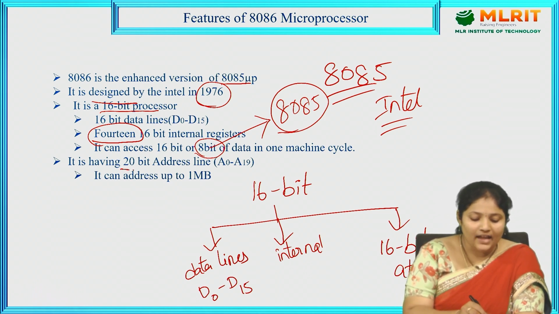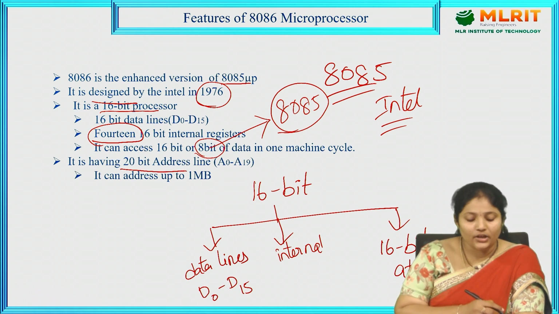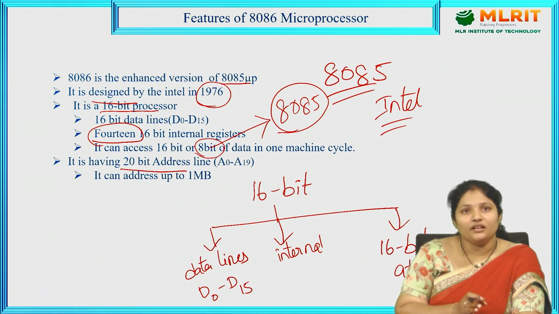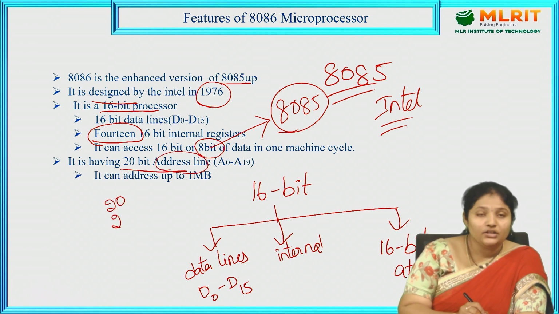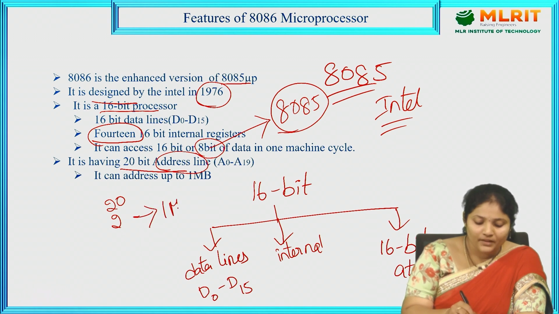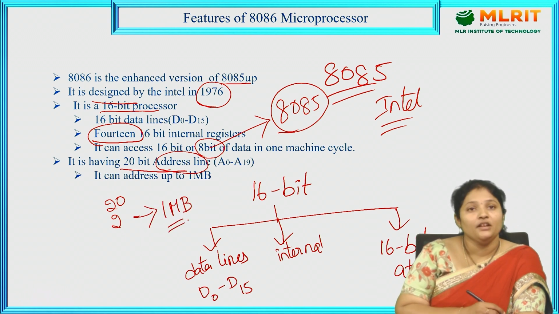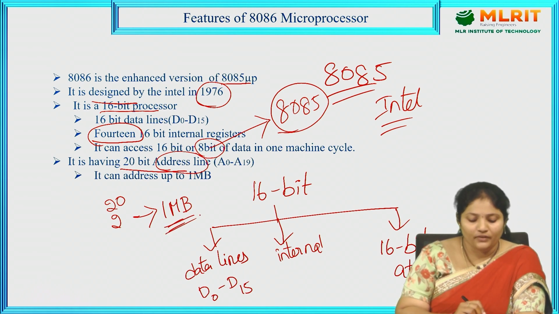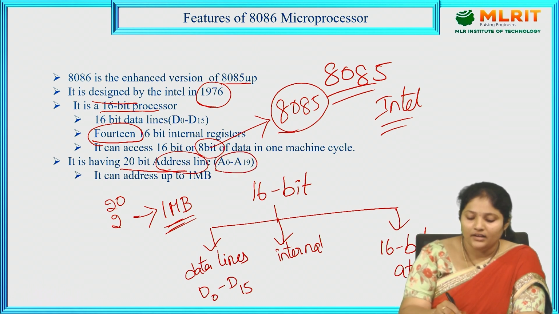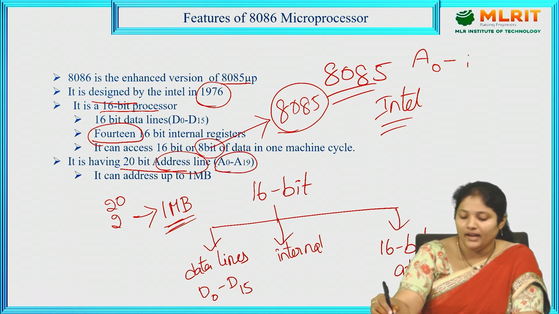It also has 20 address lines. As I already told you, the address lines are used to access memory. So 8086 has 20 address lines, which means it can access 2 power 20, which is nothing but 1 megabyte of memory. So 8086 can access up to 1 megabyte of memory. The address lines are from A0 to A19.